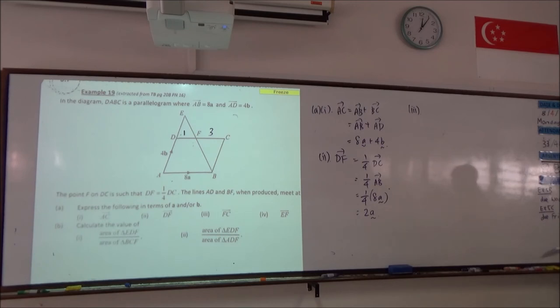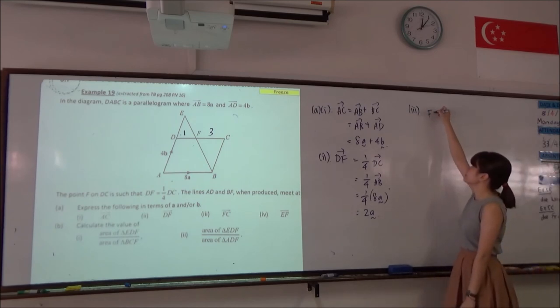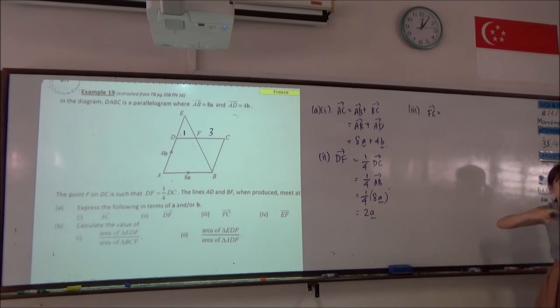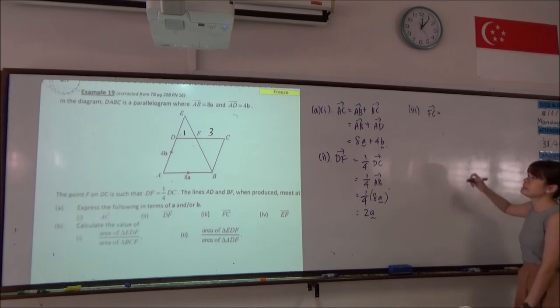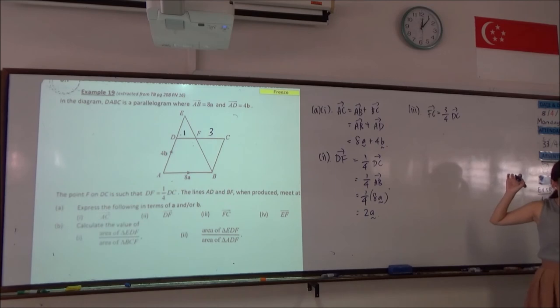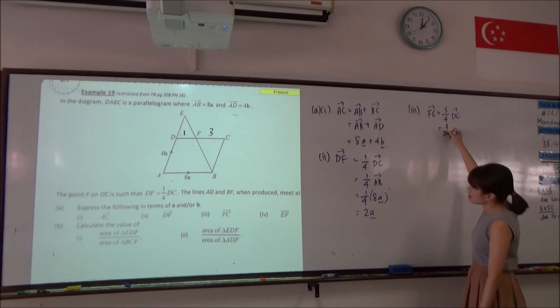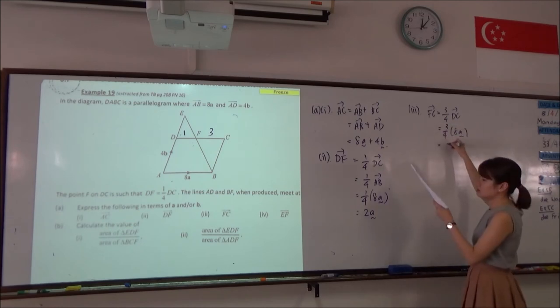Okay, so now that we have found DF, that means FC would be... FC is equal to... You can see it as 8A minus 2A, but that is looking at the units themselves minusing each other. But let's be very careful about the direction, sorry, not units. FC is actually three quarters of DC, so that would be 3 quarters of 8A. So therefore, 6A.